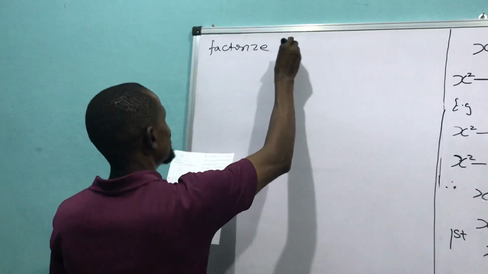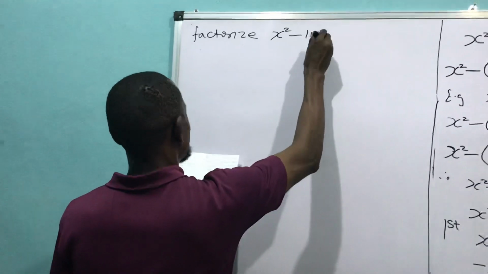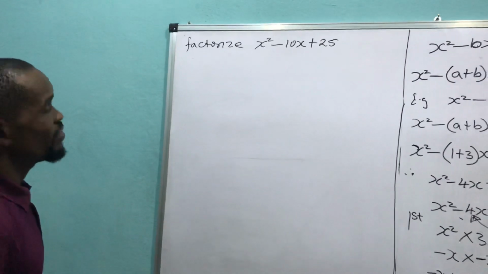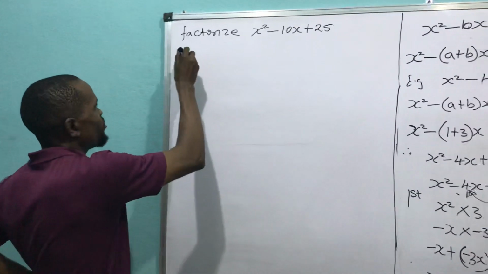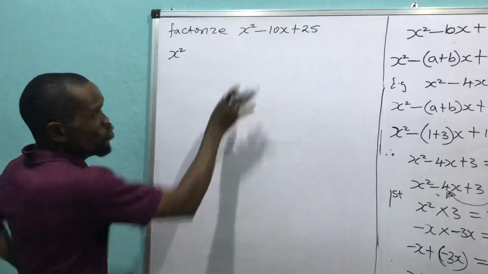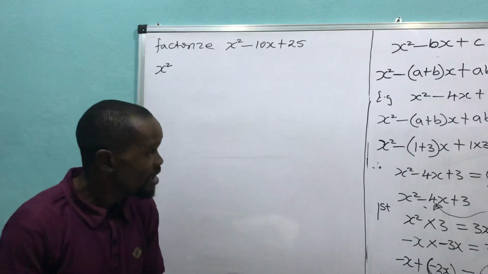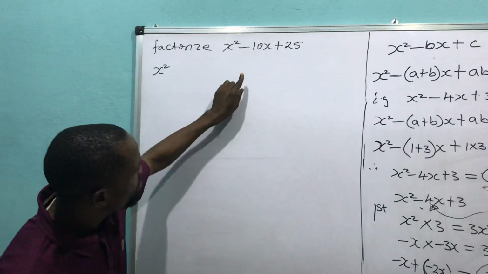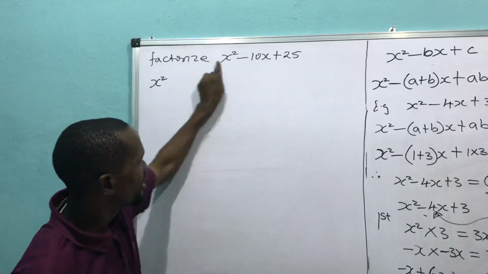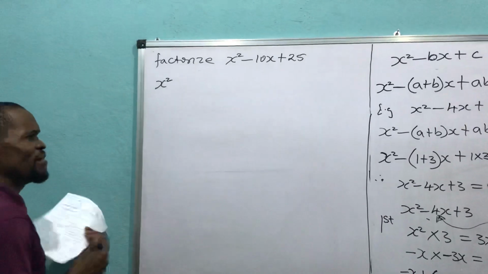They said x squared minus 10x plus what? 25. That's what they say we should factorize. And I'll state my formula. What's my formula? My formula said x squared. Before I state my formula, I look at what they gave me. Ooh, minus is here. Good. Plus is here. Oh, now my formula is working.